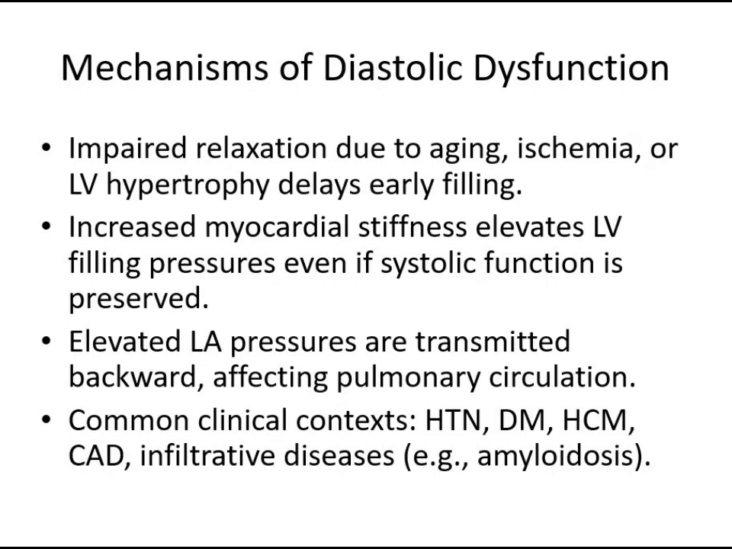Why does diastolic dysfunction happen? Aging, ischemia, or left ventricular hypertrophy can impair relaxation and delay early filling. Increased myocardial stiffness raises left ventricular filling pressures, even when systolic function looks preserved. Elevated left atrial pressure doesn't just stay local. It can transmit backwards, affecting the pulmonary circulation. Common culprits include hypertension, diabetes, hypertrophic cardiomyopathy, coronary artery disease, and infiltrative diseases like amyloidosis.